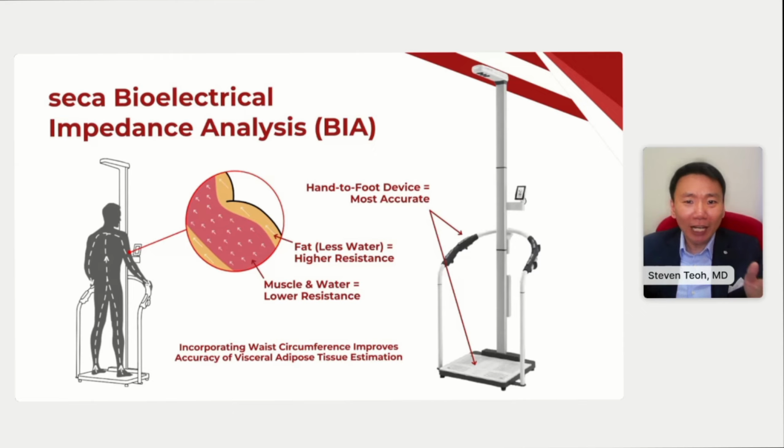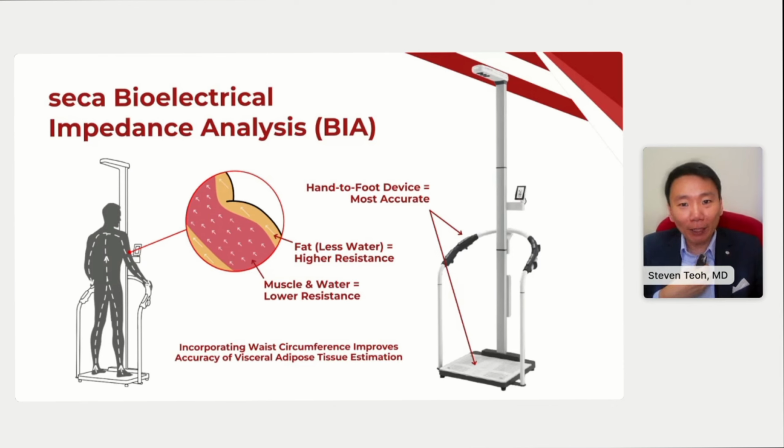And for BIA, there are various kinds of devices: hand-to-foot, hand-to-hand, and foot-to-foot devices. Hand-to-foot devices, as shown in this picture, are generally better than hand-to-hand and foot-to-foot devices because the electrical current passes through nearly the whole body.